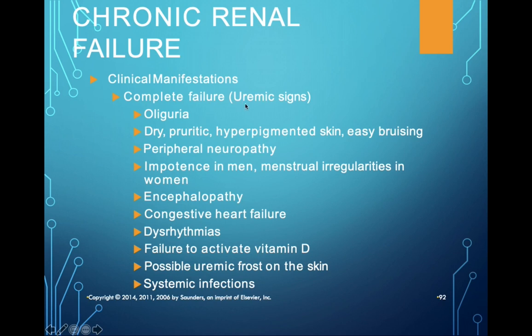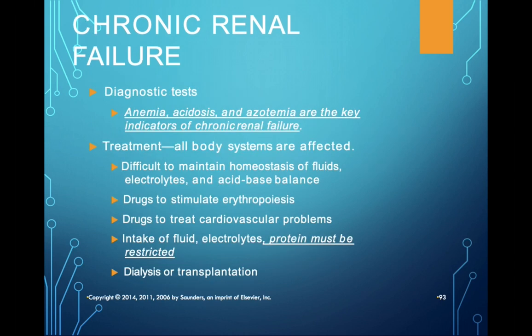With complete failure, the uremic signs: oliguria, dry, pruritic, right, itchy, hyperpigmented skin, easy bruising, peripheral neuropathies, impotence in men, menstrual irregularities in women, swelling on the head or brain, encephalopathy, CHF, congestive heart failure, dysrhythmias, failure to activate vitamin D, possible uremic frost on the skin, systemic effects. I mean, just go back to that very first slide of what the kidney is responsible for doing, and now you can't do any of it. Okay, that becomes a major issue.